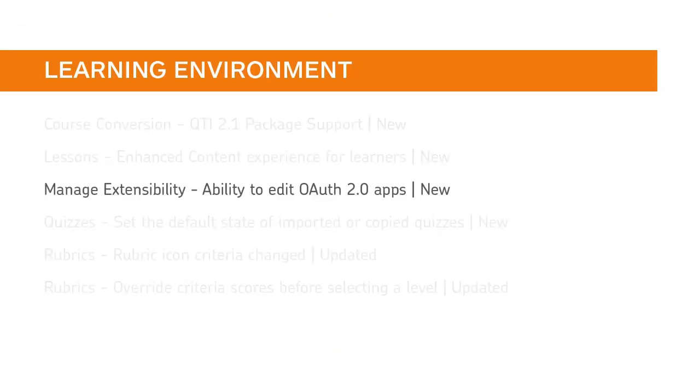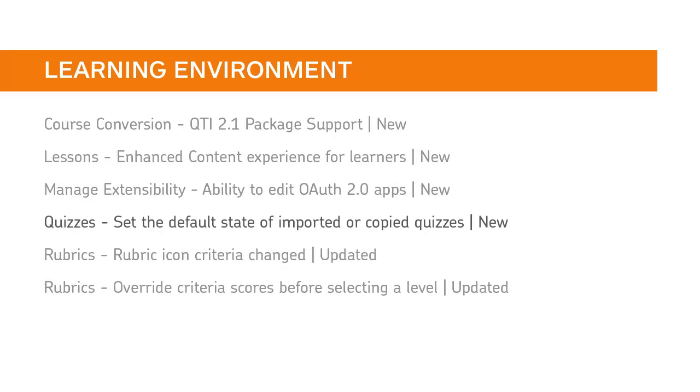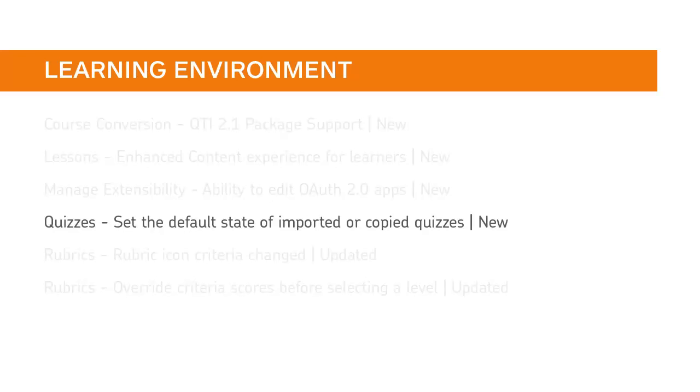A new interface is available in Manage Extensibility to edit OAuth 2.0 apps. This feature implements PI item D3751. You can now specify the default state of imported or copied quizzes as active or inactive.